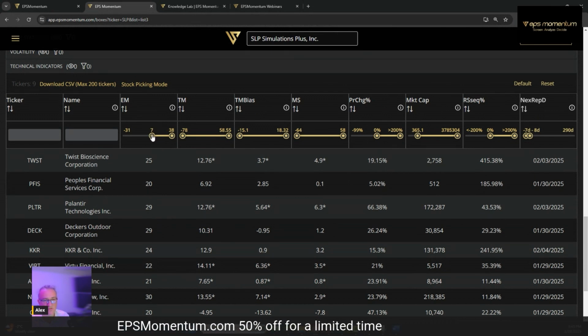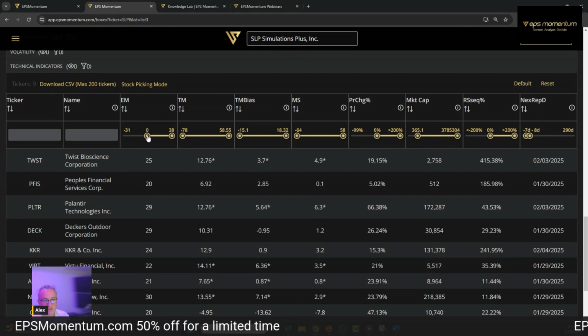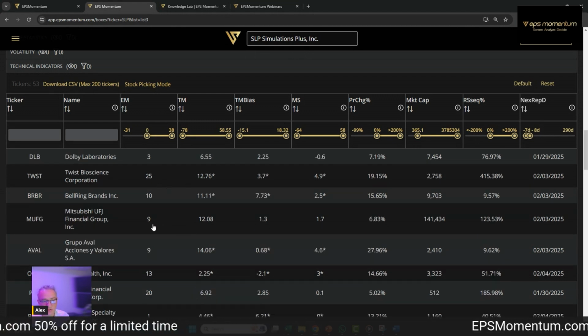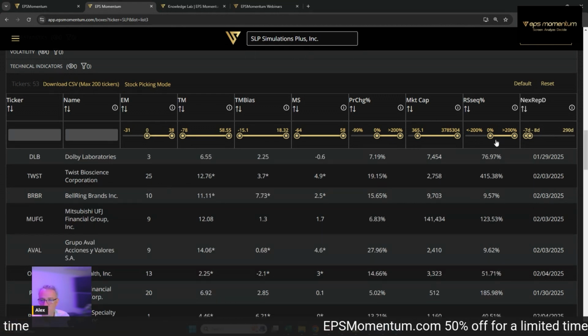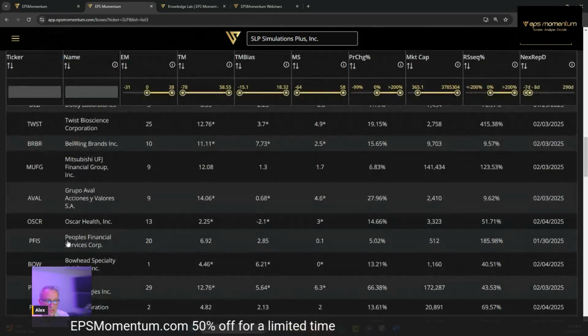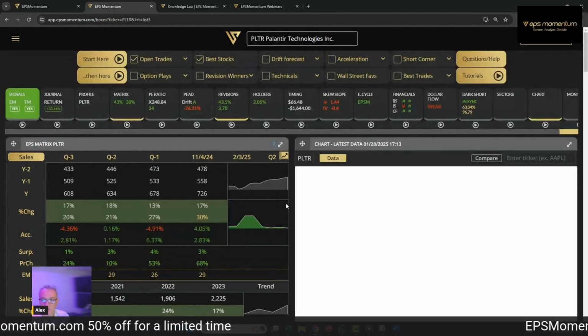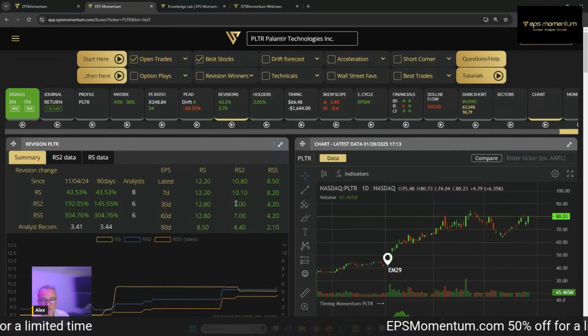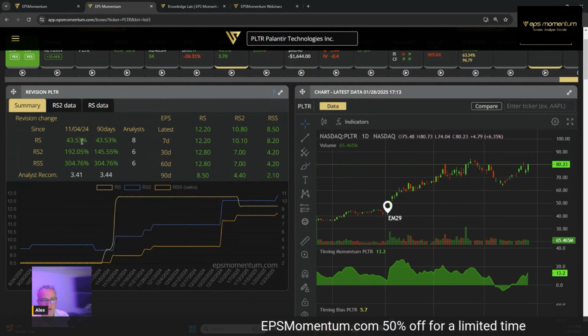So let's be not that stringent. Let's make it just EM positive, so somewhat of a good earning momentum. And what I want to see is positive revisions since the beginning of the last quarter. So let's have a look at Palantir, for example. We get revisions from the last quarter and it's positive overall, 43% up.